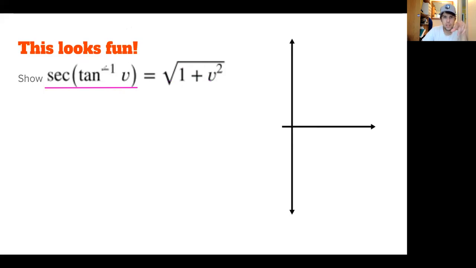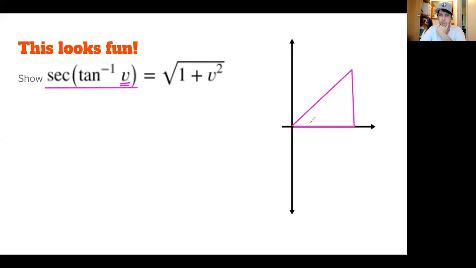We have tangent inverse of v. I don't know what v is. It's just a random variable, no numbers. Looks positive though, right? I suppose v could be negative, but I'm going to make the assumption that v is positive. So I'm going to make the assumption that my angle is in quadrant 1. I don't necessarily know that that's true, but I'm going to go ahead and make that assumption.